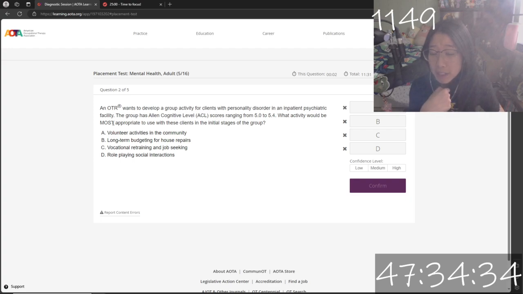OTR wants to develop a group activity for clients with personality disorder in an inpatient psychiatric facility. This group has, oh, not the Allen cognitive thing again, ranging from 5 to 5.4. So I think the highest it goes up to is 6. Allen cognitive level ranging from 5 to 4. What activity would be most appropriate to use with these clients in the initial stages of the group?